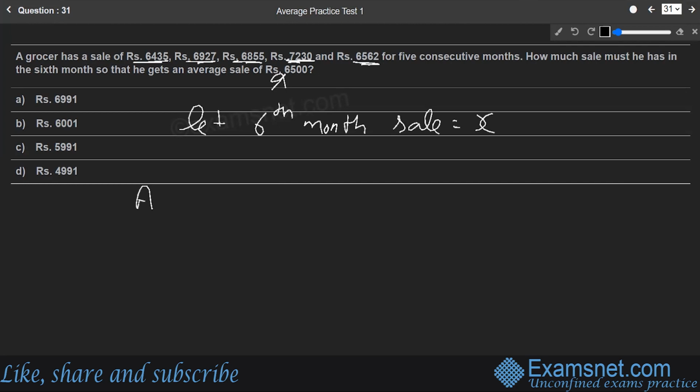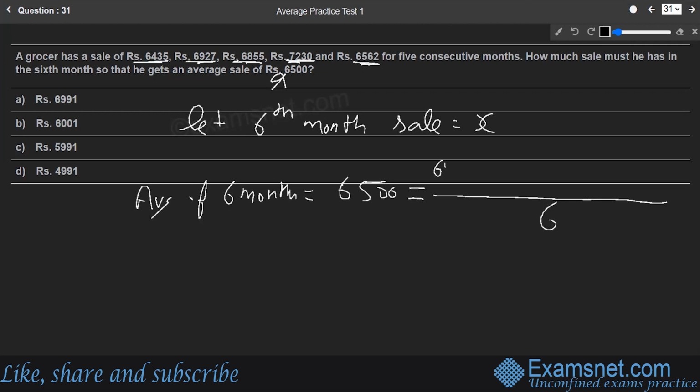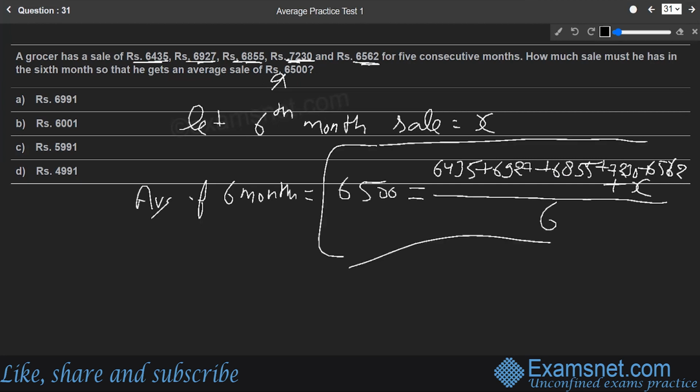So we want the average of 6 months to become 6500. And how can we calculate the average? Sum of all divided by 6. So let us do the sum of all. From the first month, the sale was 6435. In the next one, it was 6927. In the next one, it was 6855. In the next one, it was 7230. In the next one, it was 6562. And the 6th month, we have assumed it to be X. So clearly, we are supposed to solve this expression for the value of X.